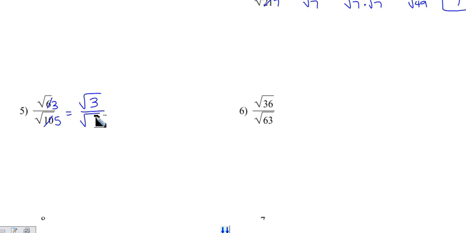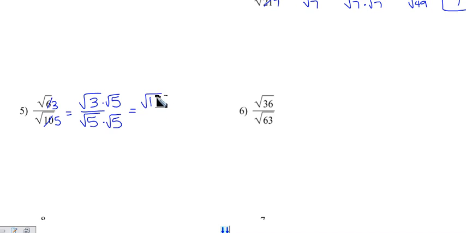Even with this reduction, I'm still left with a radical in the denominator. So I'm going to use my process of rationalizing the denominator. I'm going to create that perfect square. If I multiply the denominator by the square root of 5, I have to multiply the numerator by the square root of 5 also, so that I can keep things balanced.